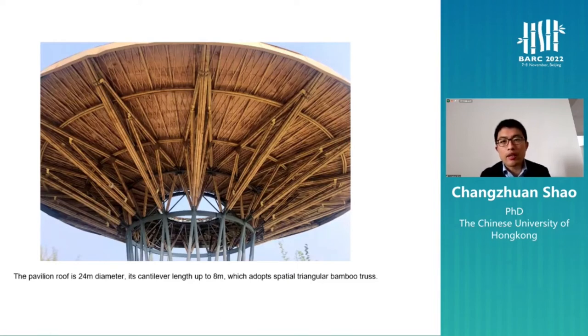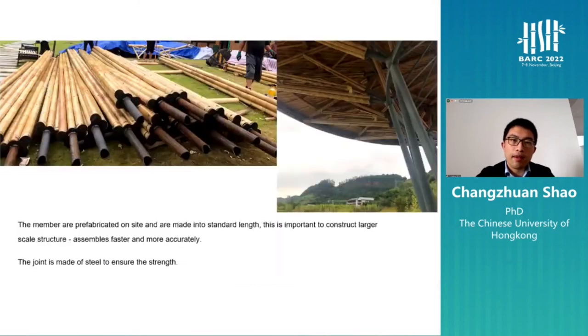This is a pavilion roof with a 24 meters diameter. Its cantilever length is up to 8 meters, with a deep special triangular bamboo truss. And this structure is actually suitable for bamboo structure. So based on steel structure or wood structure, we also consider the shortcomings of a bamboo structure, and we try to adapt to the bamboo structure.